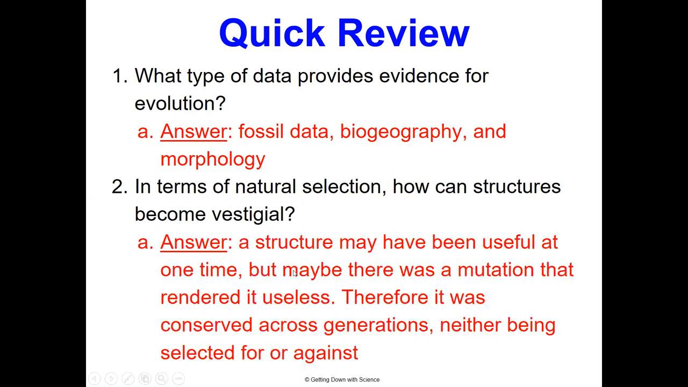So the idea here is that at some point in time they were useful, but due to some sort of mutation, they basically became useless. And so while we still have it conserved over generations, it's not really being selected for or against. If it were selected against, we would have lost it. If it were selected for, we would be using it. But we didn't lose it. That's why it's considered vestigial, because there wasn't really anything pushing it one way or the other.